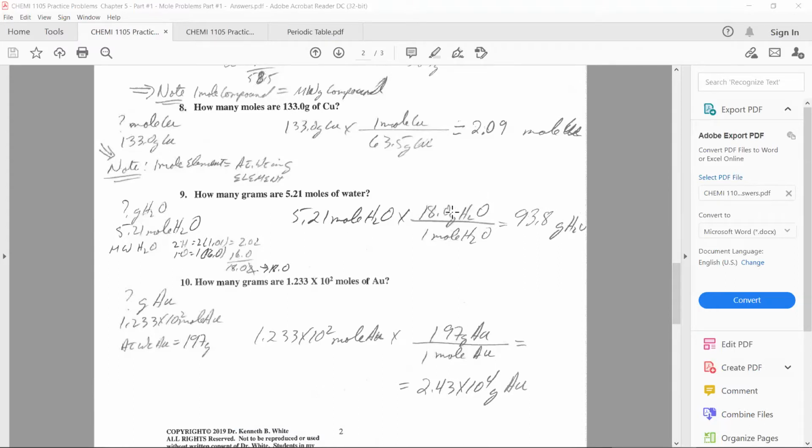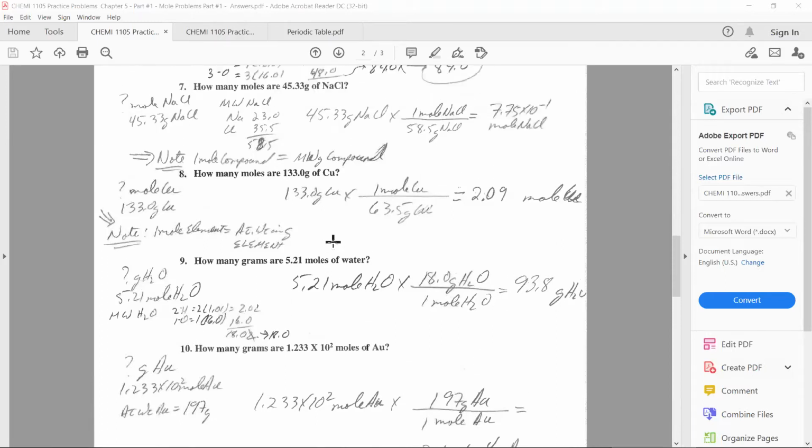And therefore, I can put 1 mole of water, 18.0. And now, if we go back, moles of water divided by moles of water cancel out. I'm left just with grams of water. Do the math, 3 significant figures. I answered in 3 significant figures. Now, for that one, I have it in decimal form. For those of you who had it in scientific form, that'd be 9.38 times 10 to the 1, which is correct. Both are.